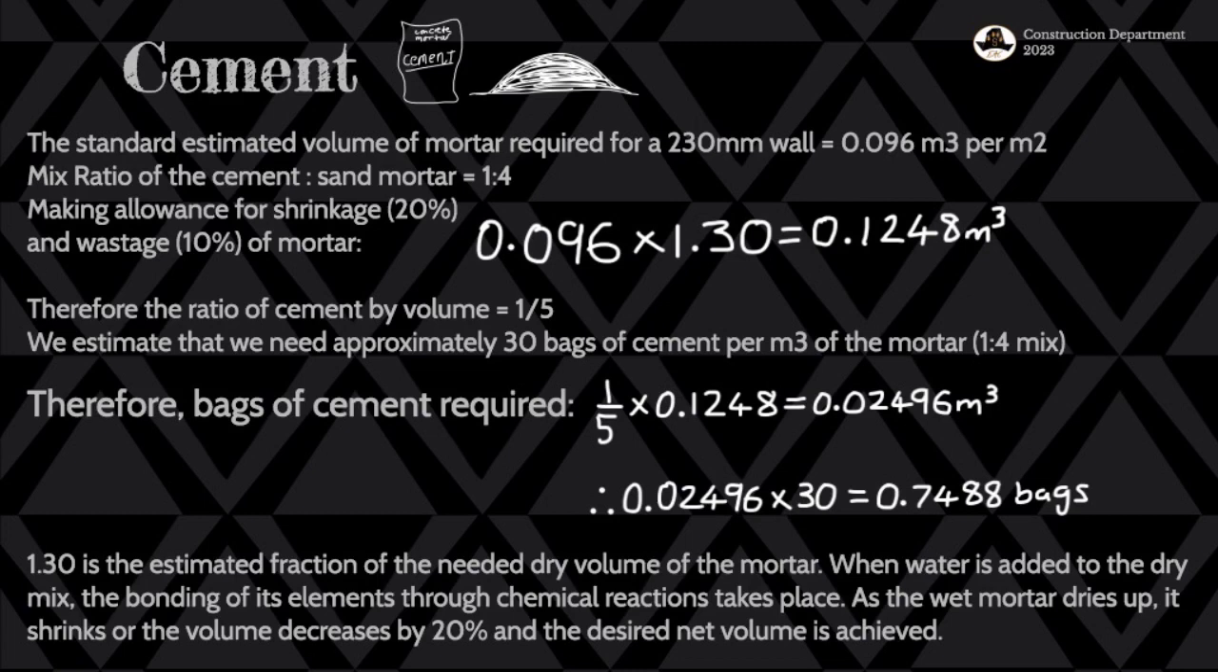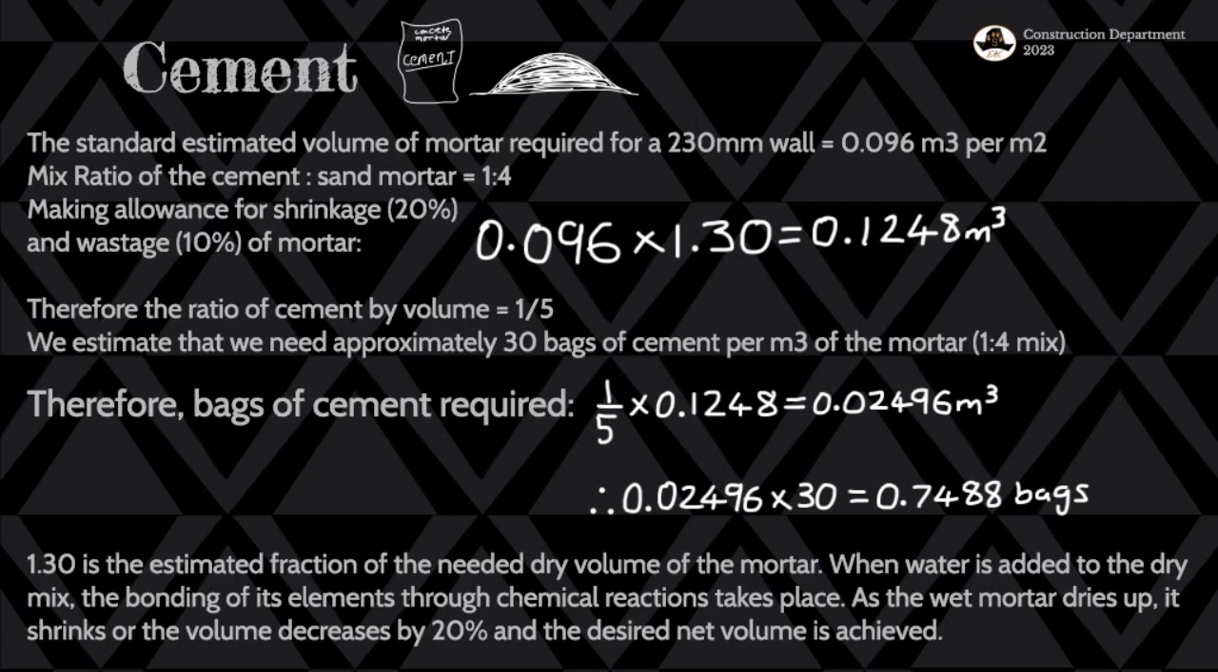Then the ratio of cement by volume, we just say 1 plus 4 is 5. So it's now 1 over 5. A fifth of the material used in the mortar is cement. It constitutes a fifth of the volume of the mortar. So we estimate that we need approximately 30 bags of cement per cubic meter of mortar. For that mortar, we need around 30 bags to achieve that.